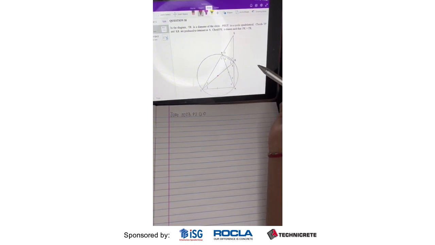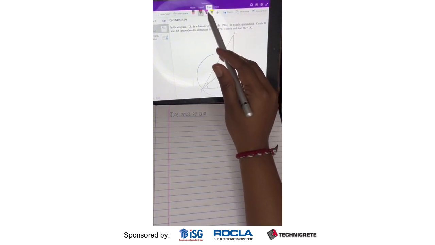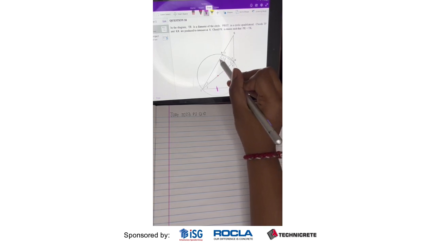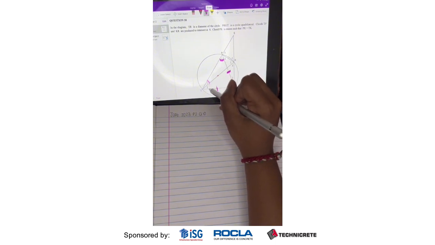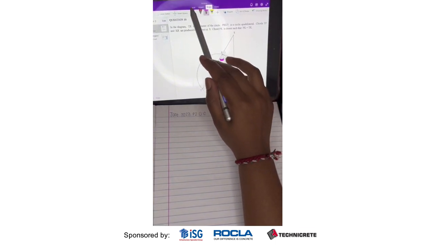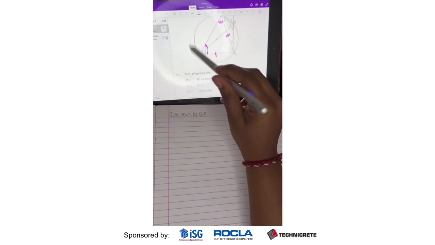PRKT is a cyclic quad. Chords TP and TK are produced which intersect at S. Chord PK is drawn such that PK is equal to TK. So what does that tell me? That P1 is equal to T1 and T2. Angles opposite equal sides. Okay, let's look at what they want to ask us.